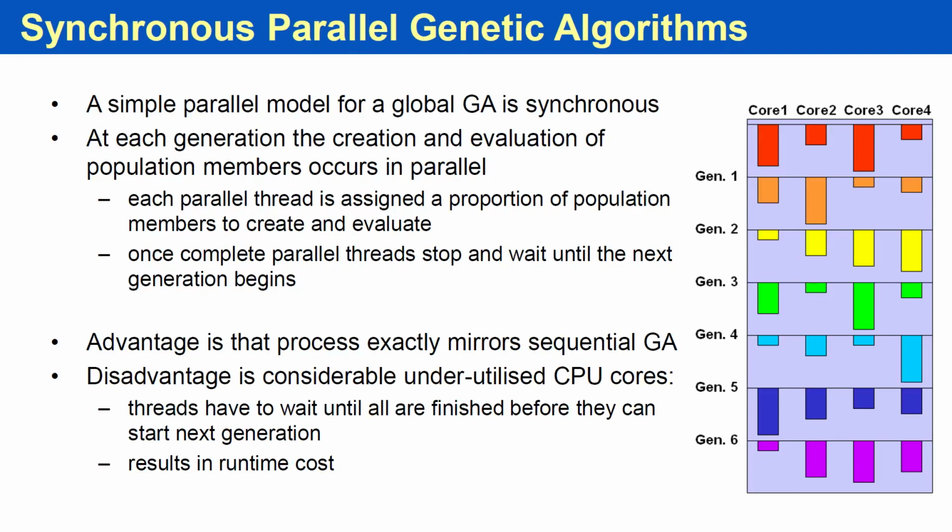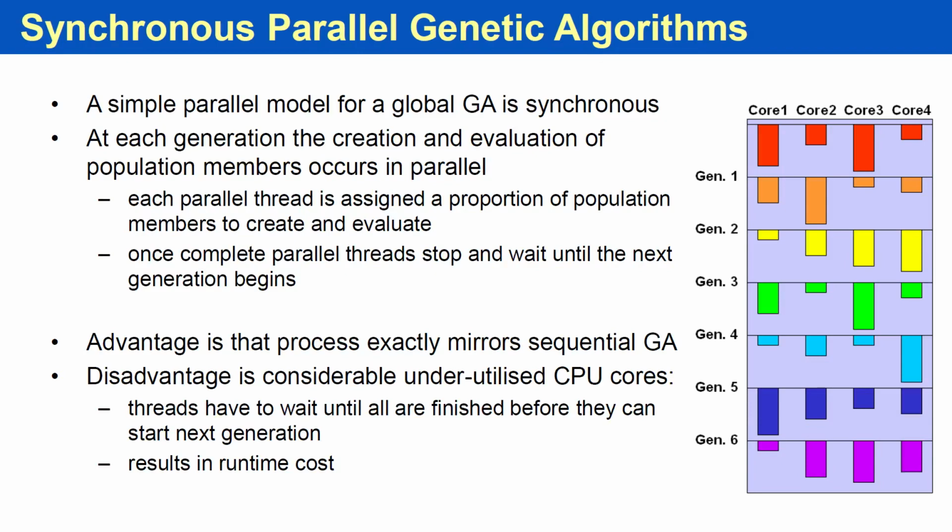There could be more calculations required. As you can see on the right hand side, there are different amounts of time that each task might take, distributed quite evenly through time, and at each generation all threads start up. The advantage of this process is that it exactly mirrors a sequential GA. If you run it sequentially with no parallelism at all, you'll get the same result as from the parallel version. But the disadvantage is underutilized CPU cores, which you can see again from the diagram on the right hand side. There's a lot of grey space between tasks. There's a lot of waiting that threads have to do, and this results in a runtime cost.